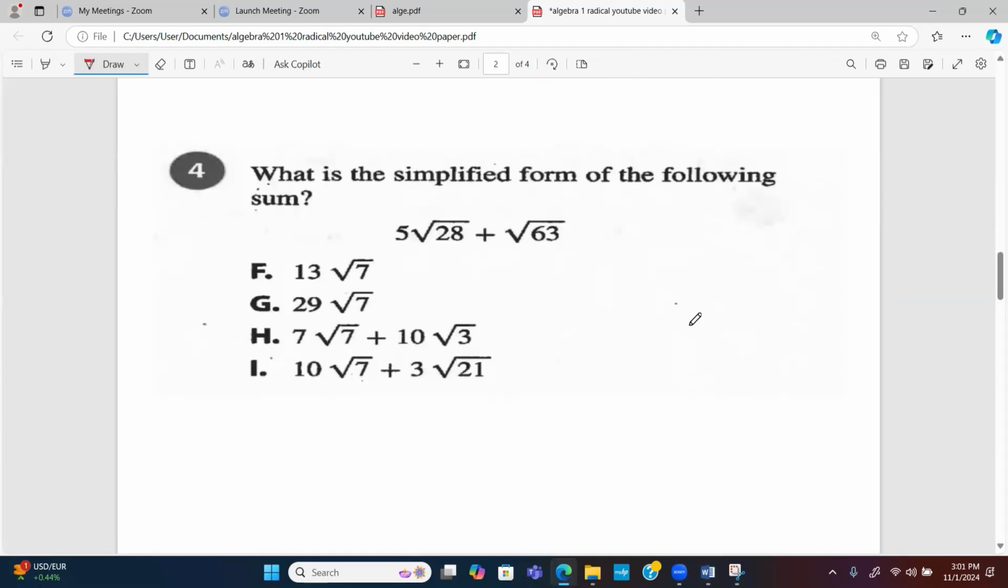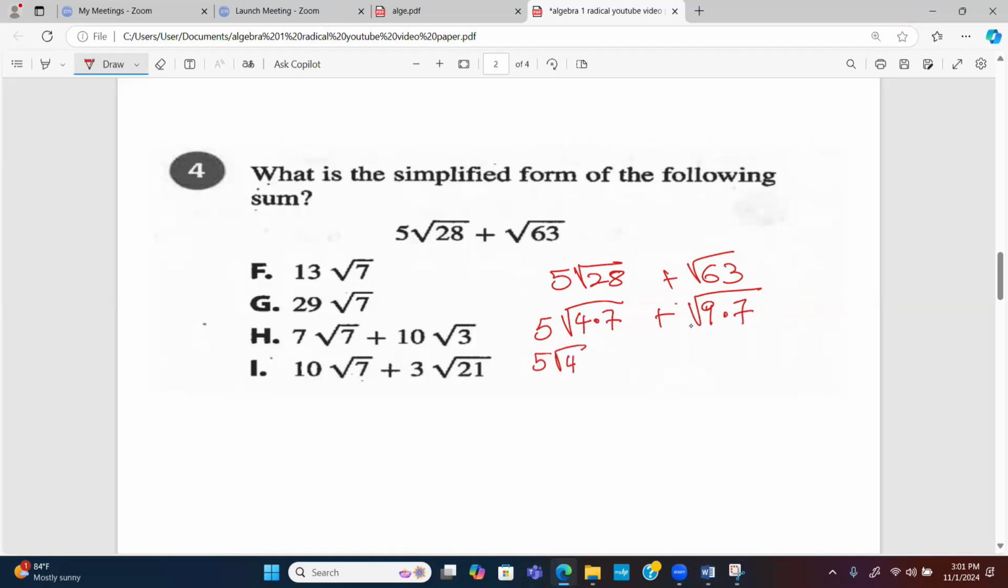What is the simplified form of the following sum? All right, so we want to find the simplified form here. So let me rewrite this here. So we have 5 root 28 plus the square root of 63. Okay, the 5 is okay. I'm going to split my root 28 into 4 times 7. Also, I'm going to split my square root of 63 into 9 times 7. So basically, my square number in the first one is a 4, and my square number in the last part is 9. Let us take another step.